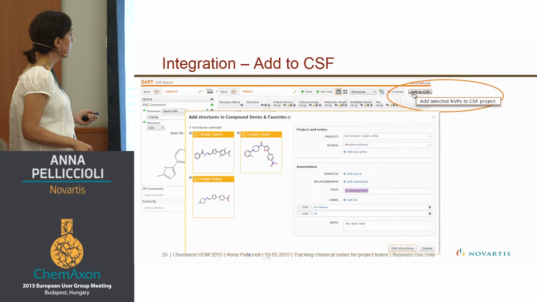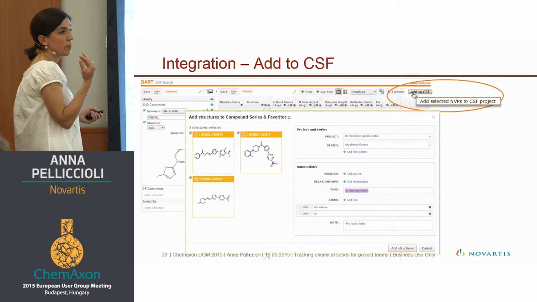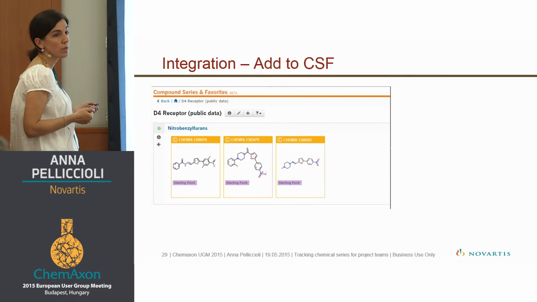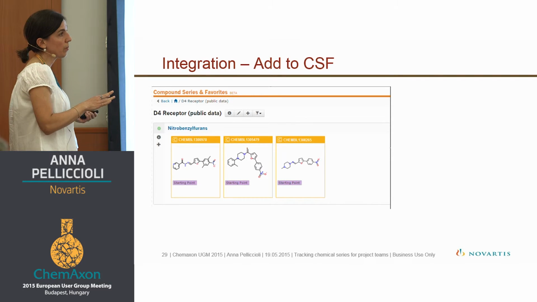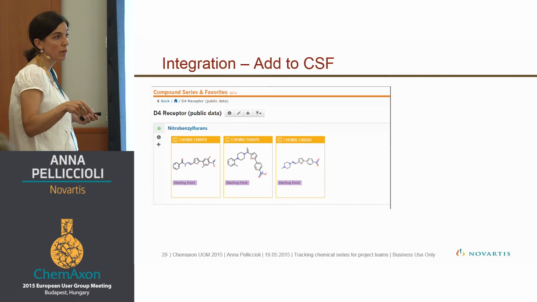You can add annotation, so you can say this has to go into the D4 receptor in this series, and add this annotation for me, and then add the structures. And then this window closes, you stay in Dart, and then in the background, it goes into CSF and puts them into a series for you. So you stay in the application where you are, you continue your work, you don't need to copy paste, open that other application, put it in there, save, and all that.